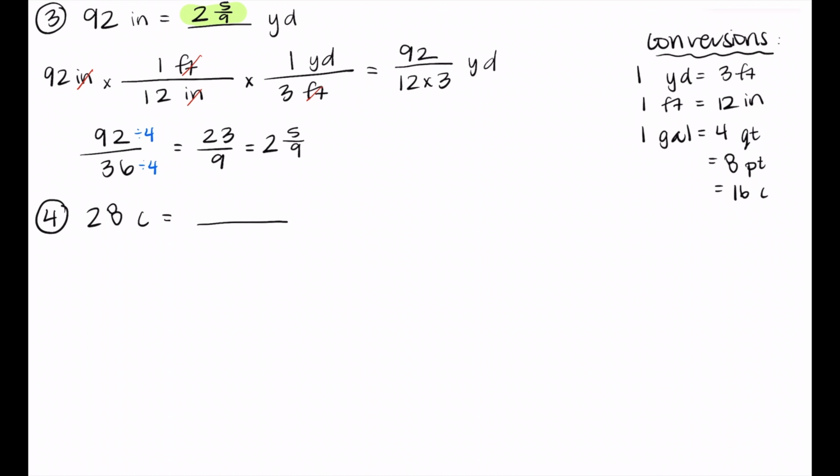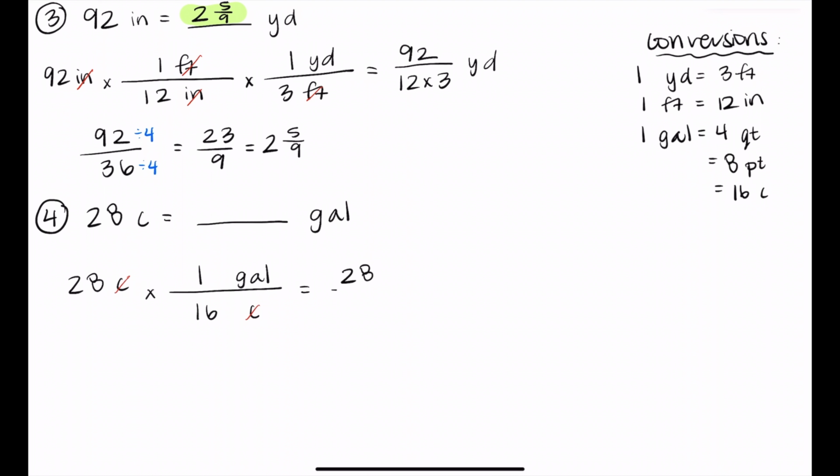Now we'll move on to our last practice problem for today. For number 4, we have 28 cups, and we're going from cups to gallons here. So this one is just a direct conversion. We start with our 28 cups, and we know that every 1 gallon has 16 cups, right? So we'll write our conversion in. We'll have the cups on the denominator so our units can cross cancel.